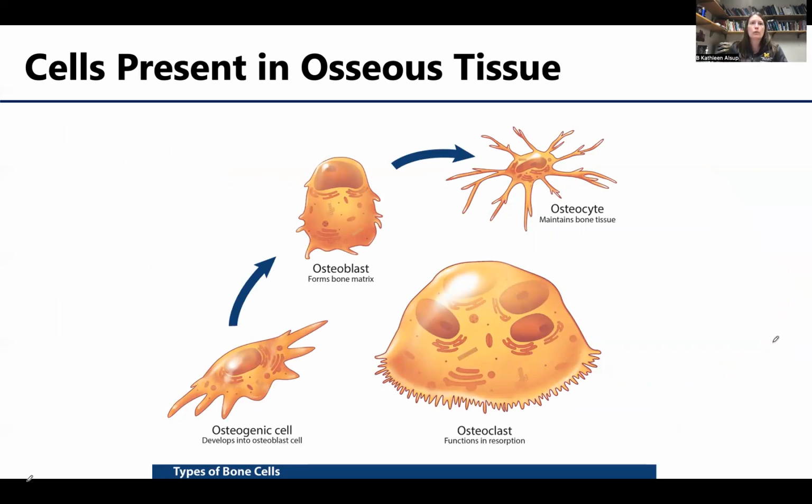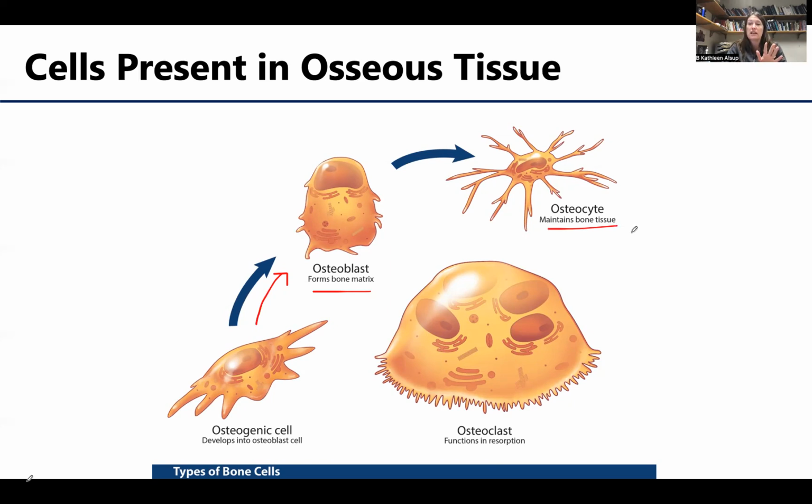All right, so a quick review here. Osteogenic cells are going to be those bone stem cells. They will eventually begin to secrete extracellular matrix, and at that time these are referred to as an osteoblast. An osteoblast will surround itself by the extracellular matrix that it is going to secrete, and once it has done so, then it becomes an osteocyte.